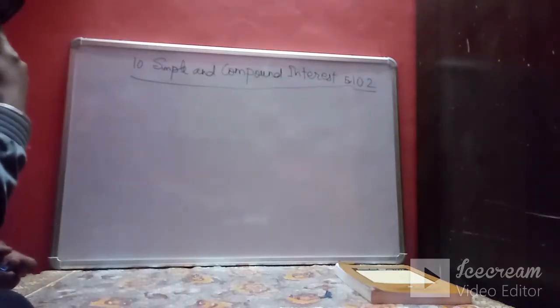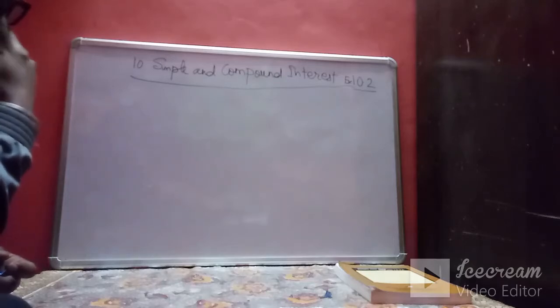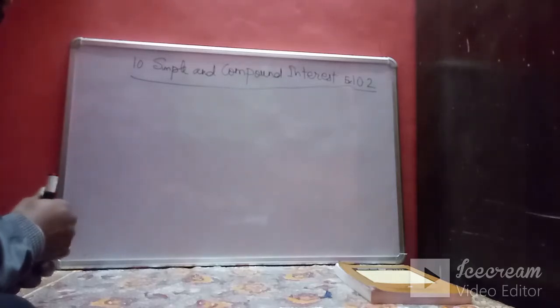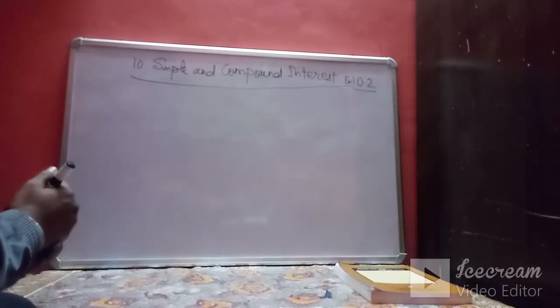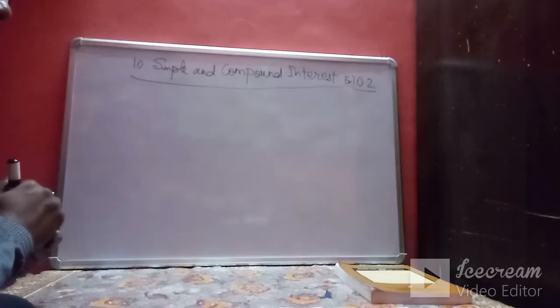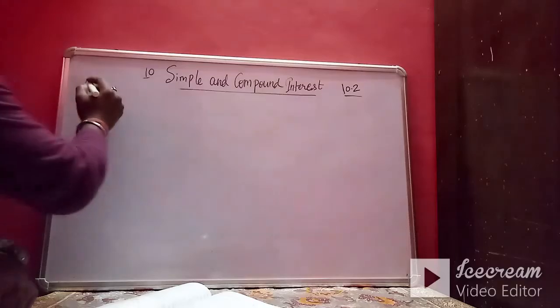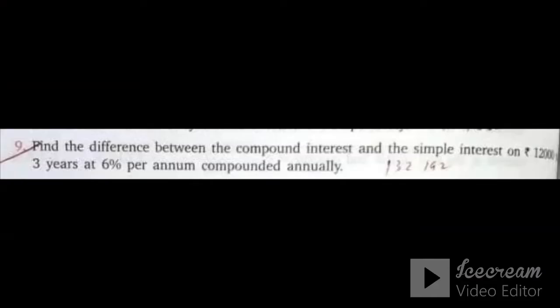So we have started this chapter, simple and compound interest, and we were discussing how to calculate the compound interest using the simple interest method. In this we have started the exercise 10.2. So far we have discussed from question number 1 to 8. Now today we will discuss from question number 9 onwards. Okay, let's discuss question number 9.